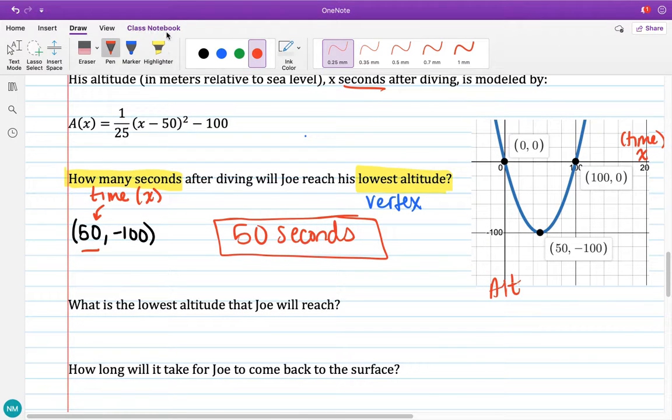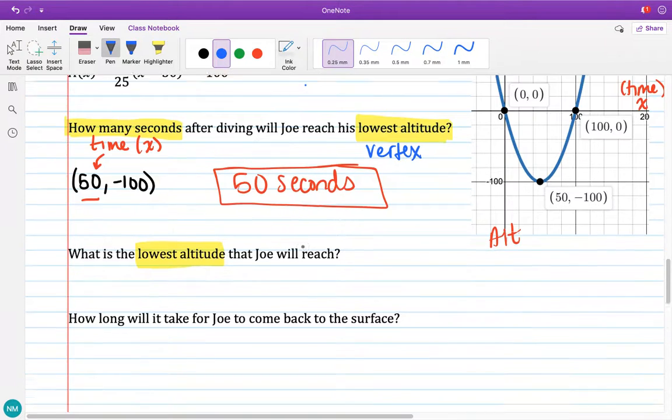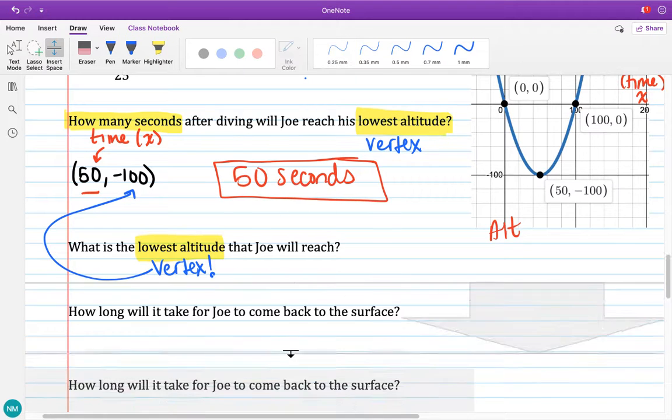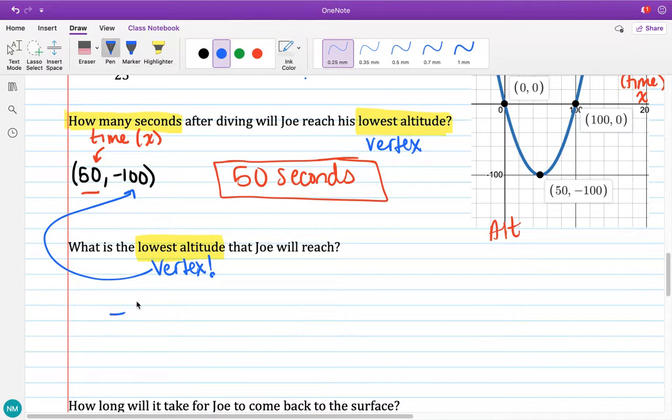And then it says, what is the lowest altitude? So again, we're still dealing with the vertex, but it's not asking us how long it took to get there. It's asking us what it actually is. So still the vertex, but it's not going to be the X value. It's asking us for the actual lowest altitude, and that's negative 100. So negative 100 feet.